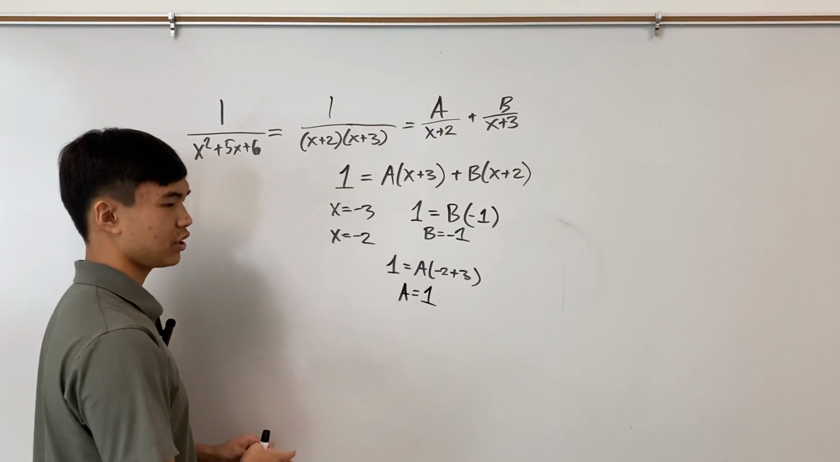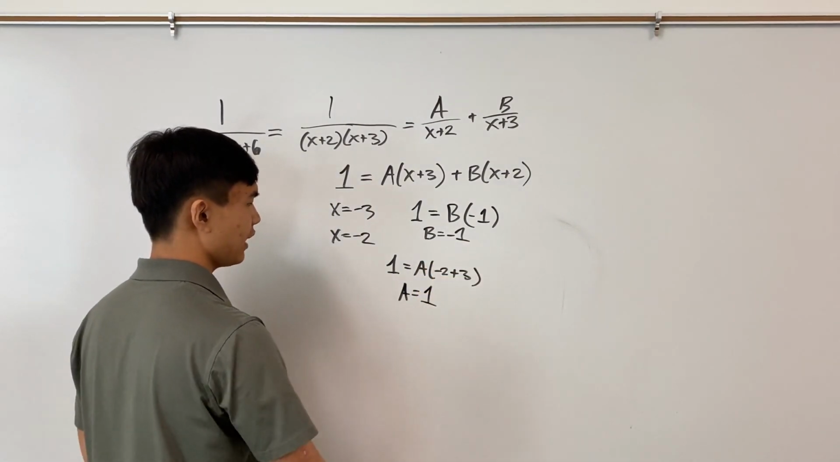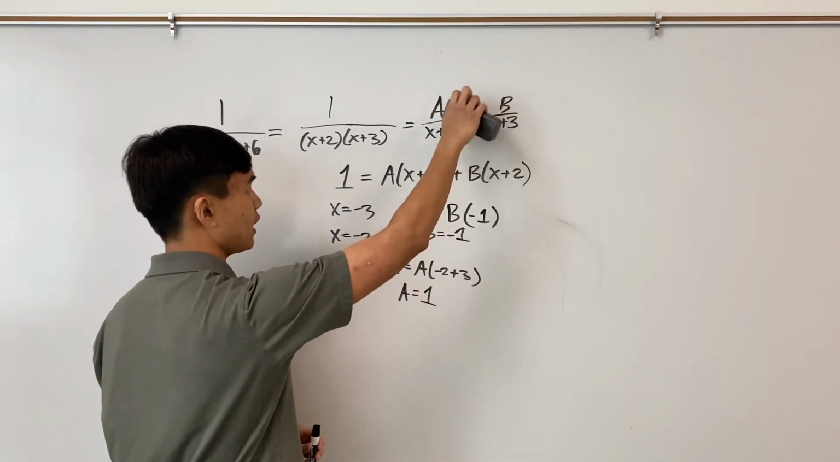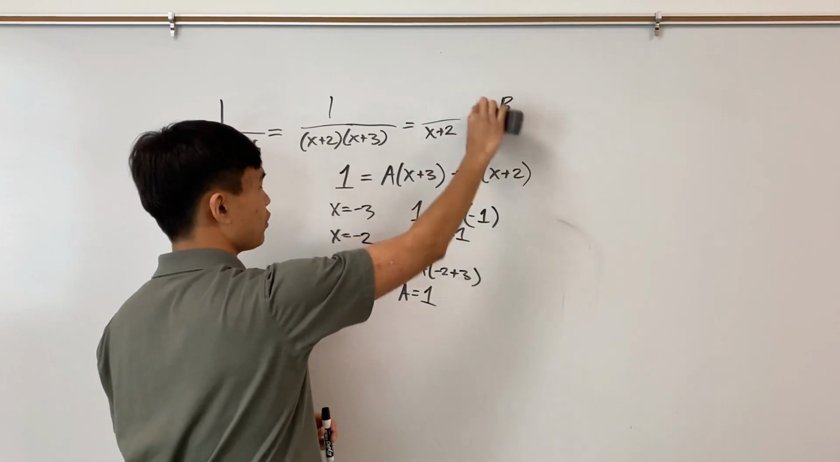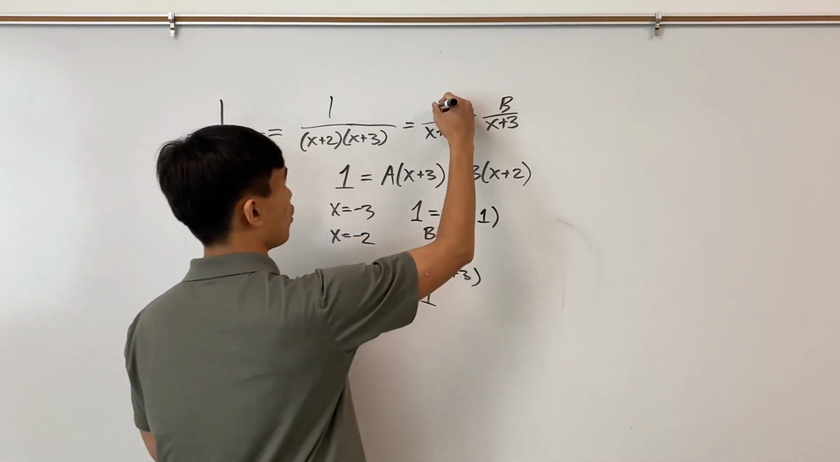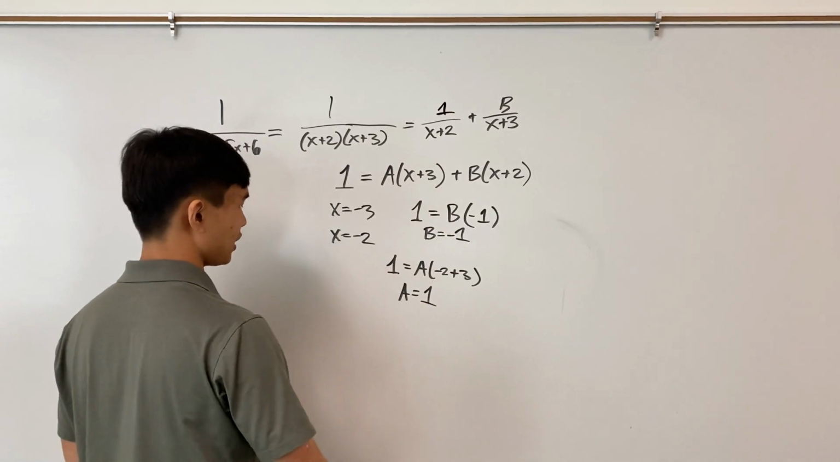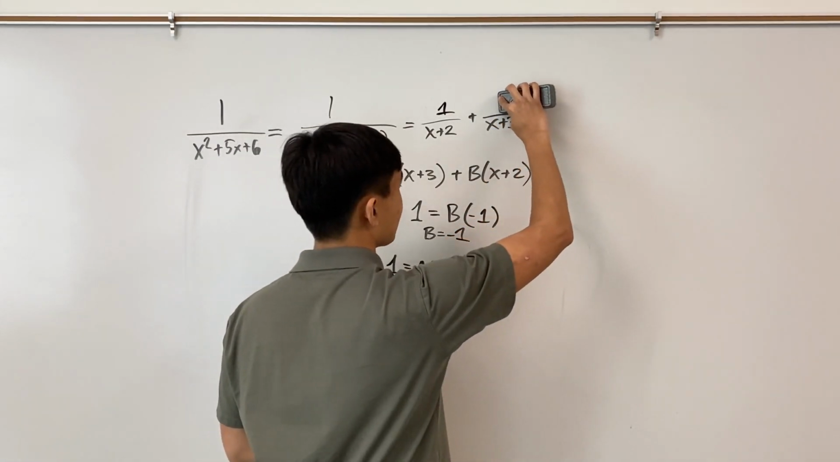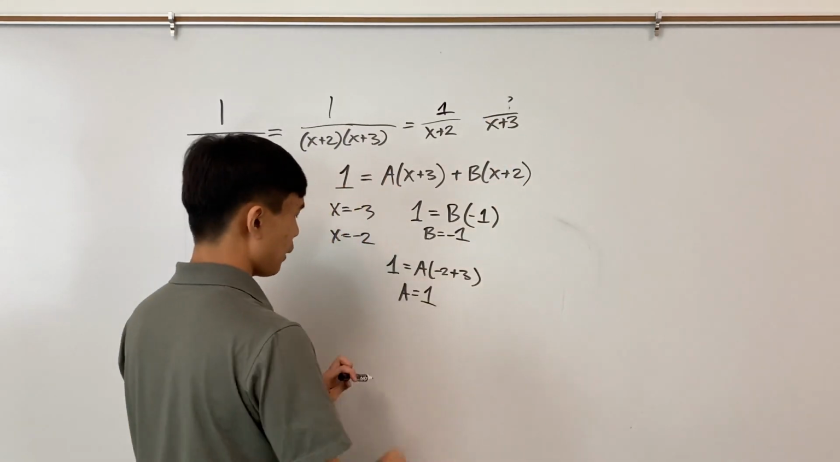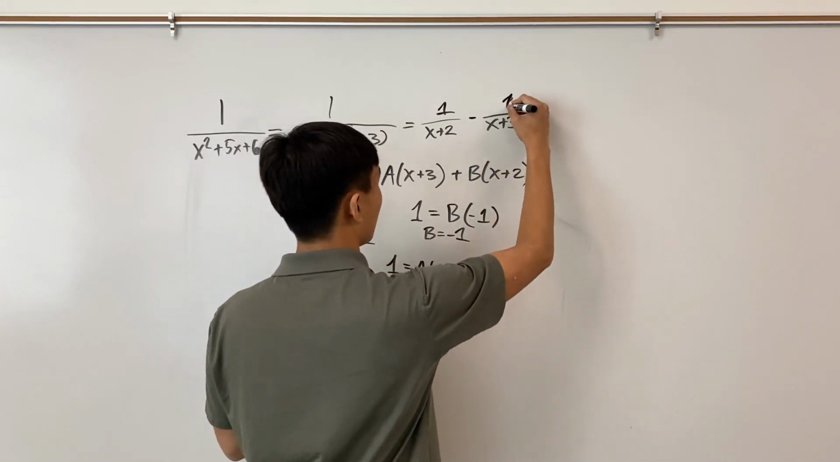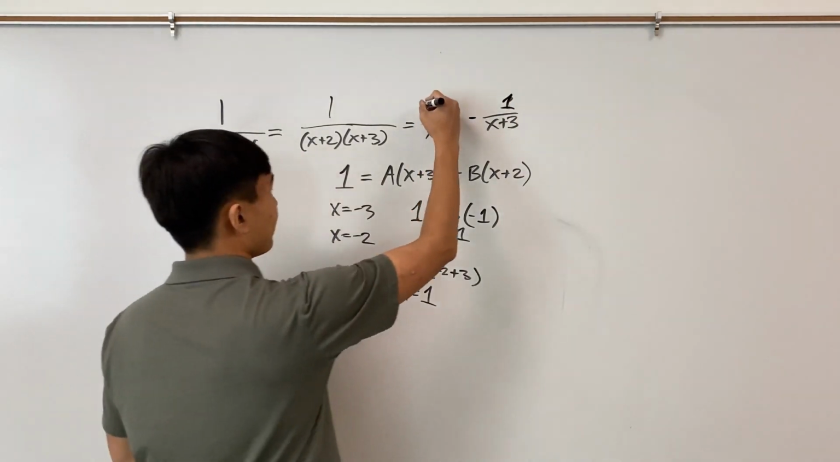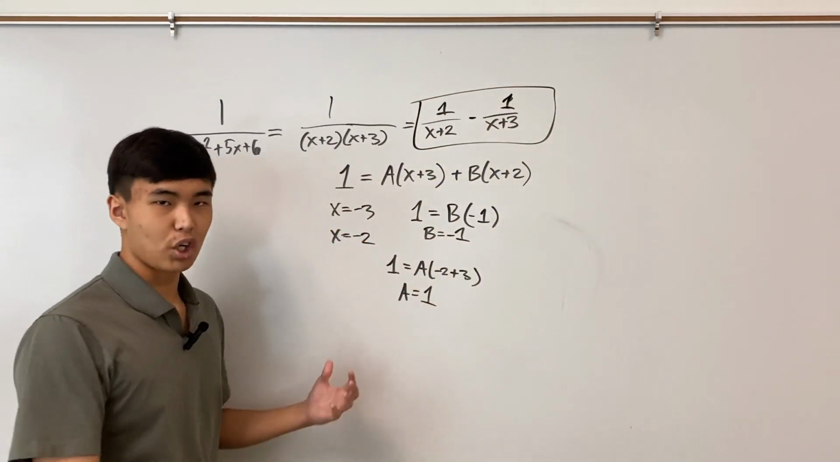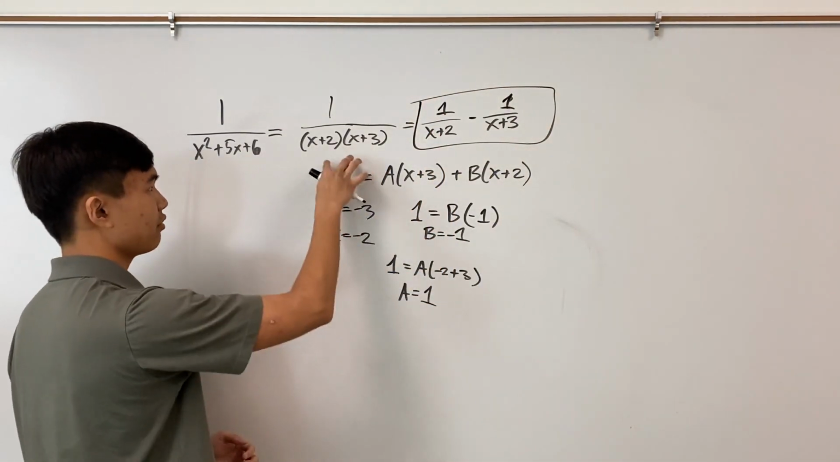Now, all we have to do is take these values and then plug them in way up top. So we found a equals 1, so this becomes 1 over x plus 2, and b equals negative 1, so this we can turn into a minus 1 over x plus 3. And this right here is the partial fraction decomposition of this.